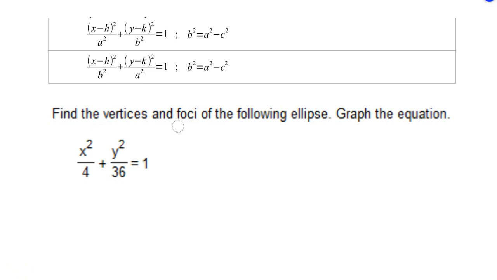Find the vertices and foci of the following ellipse. Graph the equation. Before we work with this equation, let's focus on the two orientations for the ellipse. These equations are (x minus h) squared over a squared plus (y minus k) squared over b squared equals 1.